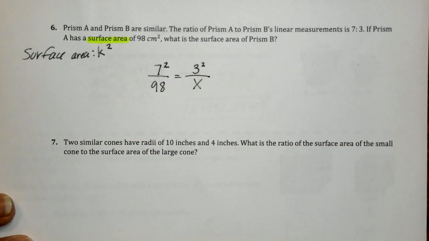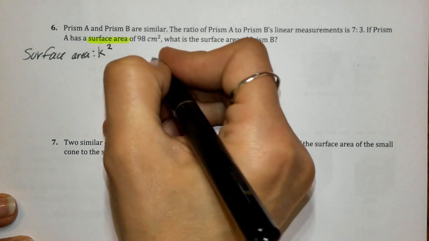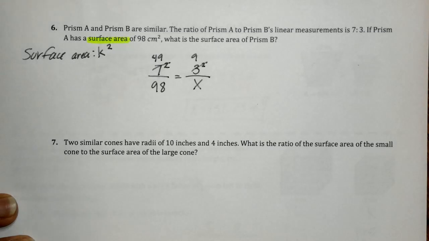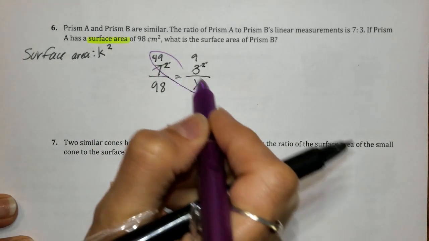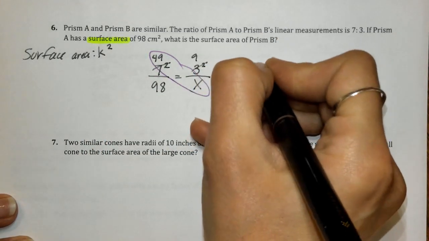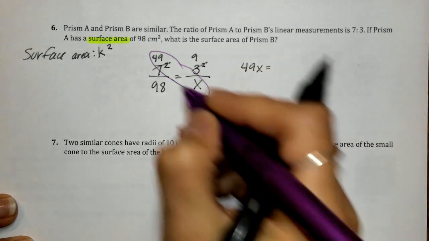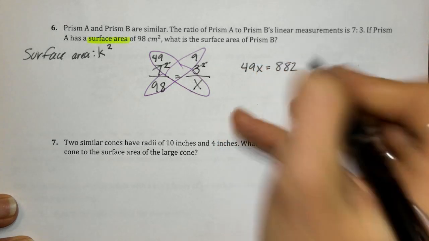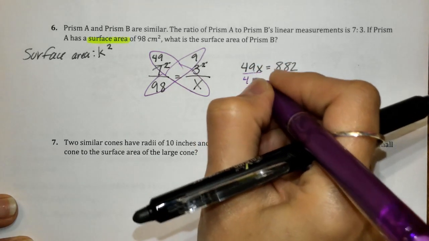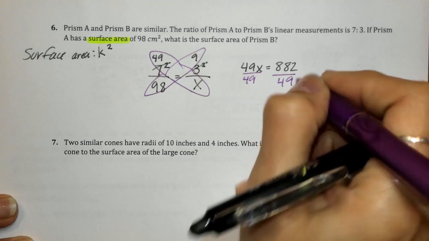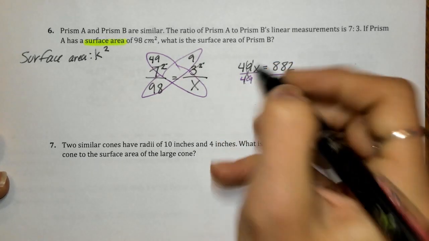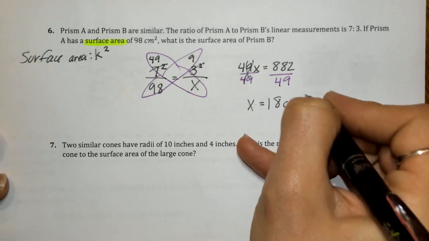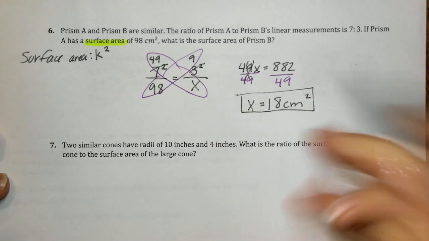So this is exactly like the warm-up, guys. Exactly like it. 7 squared, we're going to turn to 49. 3 squared is going to turn to 9. We're going to go ahead, cross multiply, and divide. Here, 49x equals 9 times 98, which is 882. And we divide, and we're done. That's all there is to it. We just have to remember to square. This ends up being 18 centimeters squared. It is surface area, so we need to square it.